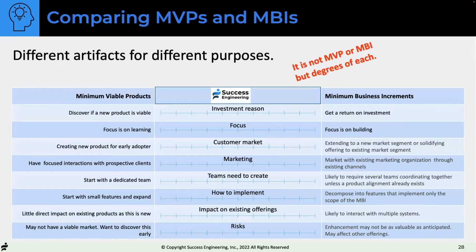I'm just putting this here for reference. I will present a PDF of this talk for people in the ACOP like y'all are, but I'm not going to go through it. But there are some differences between the two, like discovering if it's viable, getting a return on investment. Here you're learning, here you're building.